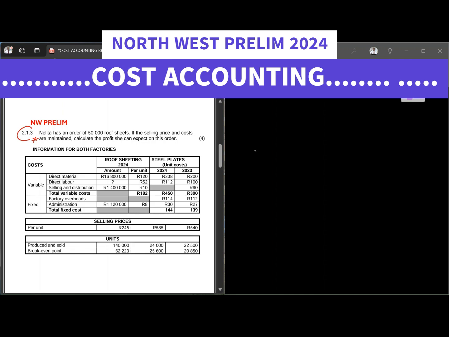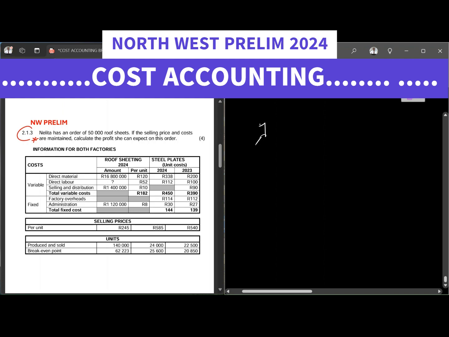So in the previous one, we were given the profit that she expects and we were to calculate the number of units that she has to produce in order to realize that profit. But in this one, we're given now the order, the roof sheets, and we are to calculate the profit that she would expect from this. Very simple. If you're to calculate the profit, remember what we did earlier on. In order to get the number of units, we said the profit that is expected, and we divide it by contribution per unit. That is what we did to get the number of units that she must produce.